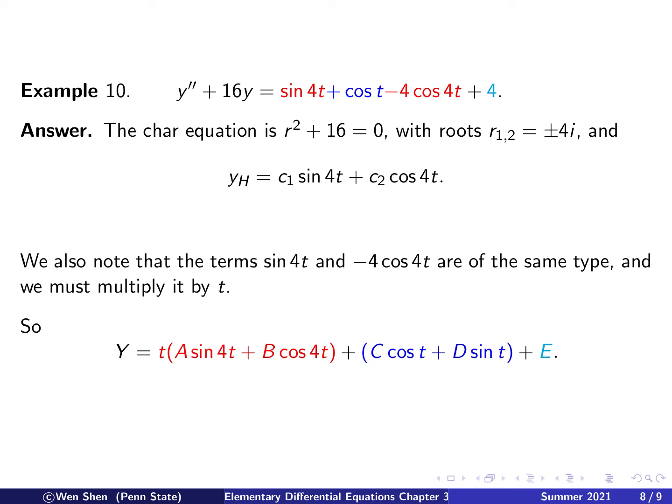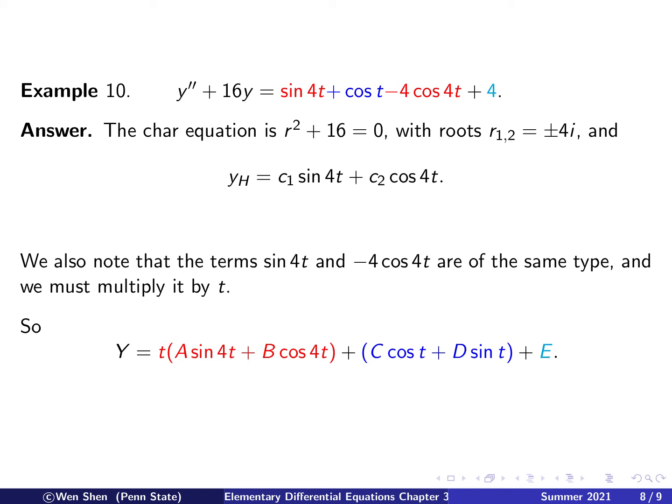Okay, so now we can write out the particular solution. So first consider these red terms, and then we know the form sine function plus cosine function of 4t does not work. We need to multiply by t. Okay, and then there's a constant times sine and a constant times cosine 4t. That's the red term. So this term corresponds to these two red terms.